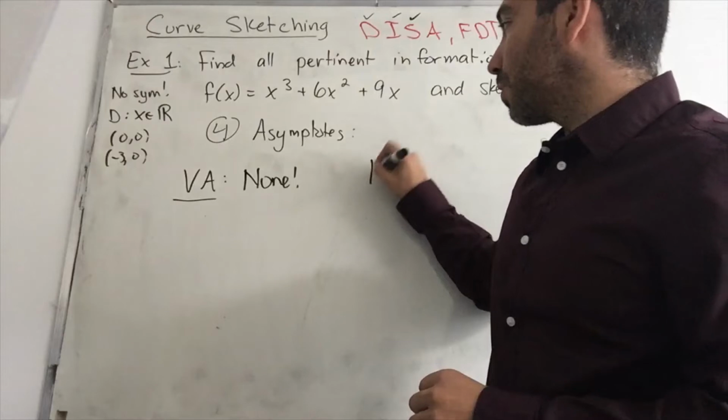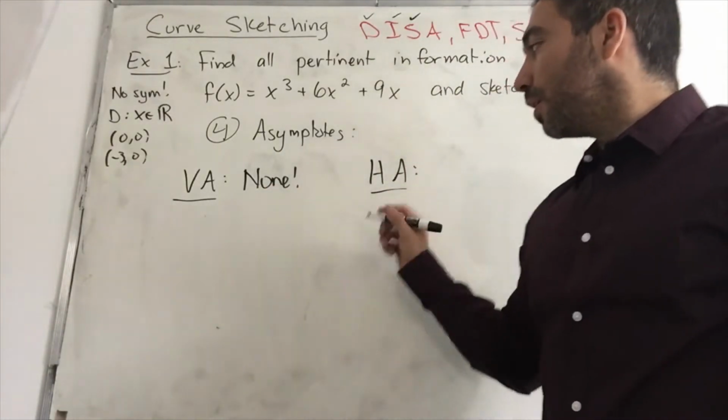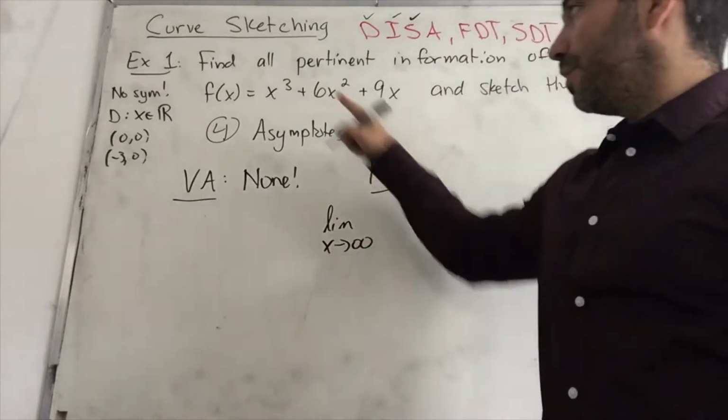Next, we could check for the horizontal asymptote. How do we check for the horizontal asymptote? We take the limit as x goes to plus minus infinity. So let's go ahead and do that. We're taking the limit as x goes to positive infinity of this function here.